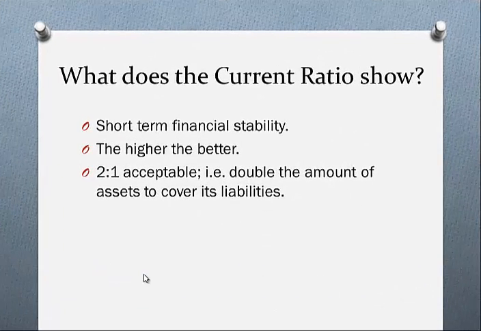What does the current ratio show? Well, it shows short-term financial stability. The higher the better. 2 to 1 is acceptable, which means, as I said to you before, double the amount of assets to cover its liability. So 2 to 1 is comfortable.